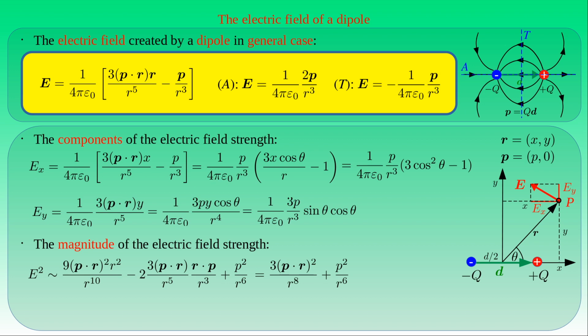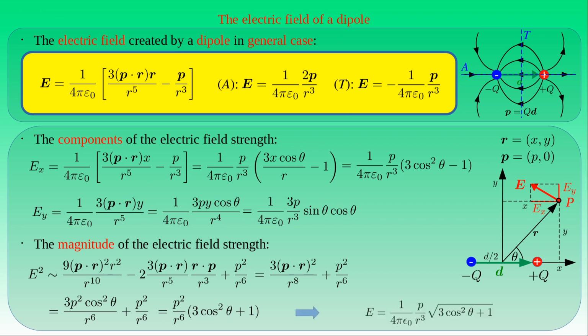Since the dot product is equal to p times r times cosine theta, we have 3 times p squared times the square of cosine theta over r to the 6 plus p squared over r to the 6. We can factor out the ratio of p squared to r to the 6, and we obtain p squared over r to the 6, times 3 times the square of cosine theta plus 1. Then the magnitude of the electric field of a dipole at an arbitrary point is given by 1 over 4 pi epsilon naught, times the square root of 3 times the square of cosine theta plus 1.